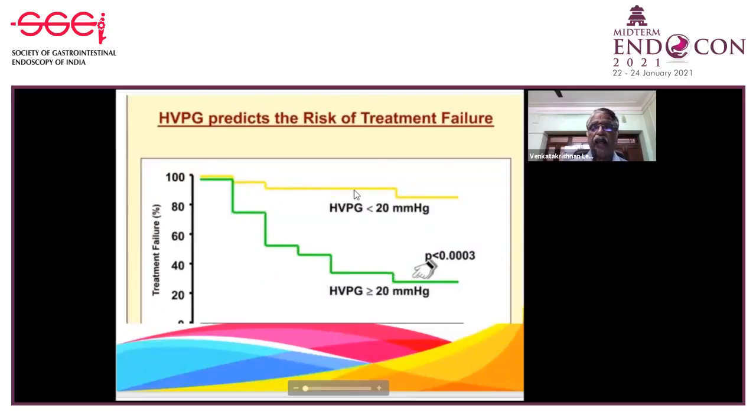But if it is high, the outcomes are worse. So it is important. Not many studies have done HVPG. The Barcelona group has done it, and ILBS has done it in 18 of their patients.